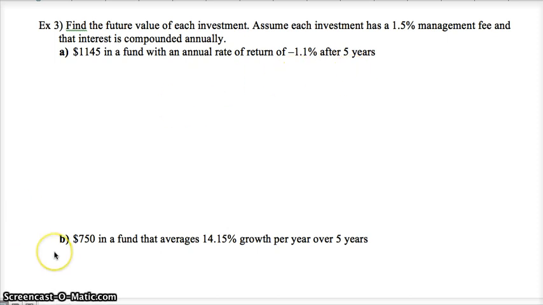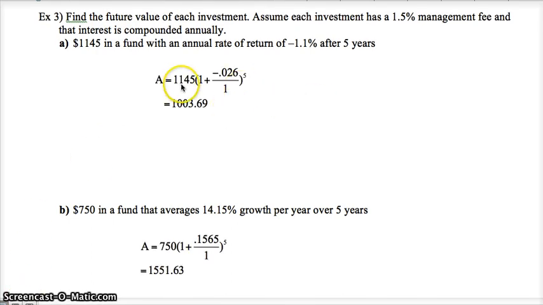Option B, $750 is in a fund that averages 14.15% growth per year over 5 years, and then the management fee of 1.5% will be subtracted from it. So I want you to pause the video, do the calculations, and then come back and check the work. Again, these are your present values, so the amount before interest, and you're calculating the future value, so you're calculating A. So A equals will be the formula that you use.